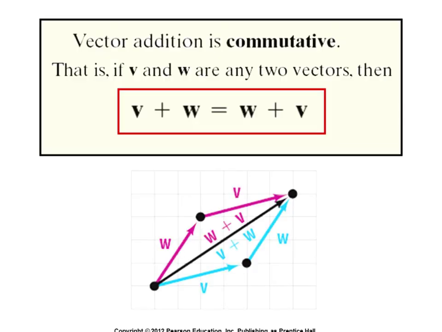So as you can see, now here it's saying V plus W equals W plus V. Because if I start at V and I go to here, and then I add W on, I end here. But if I start here and I use W first and then I put V on, notice we get to the same point. So it doesn't matter. It's commutative. V plus W equals W plus V.